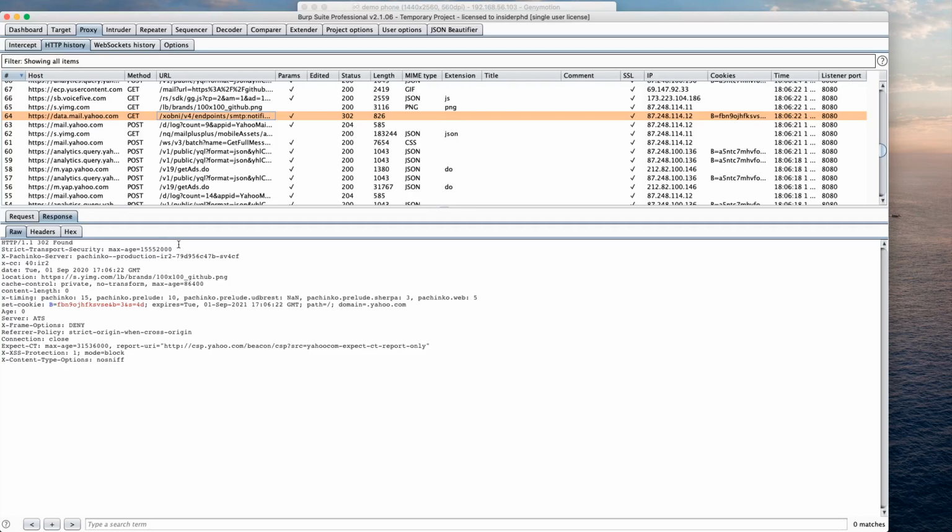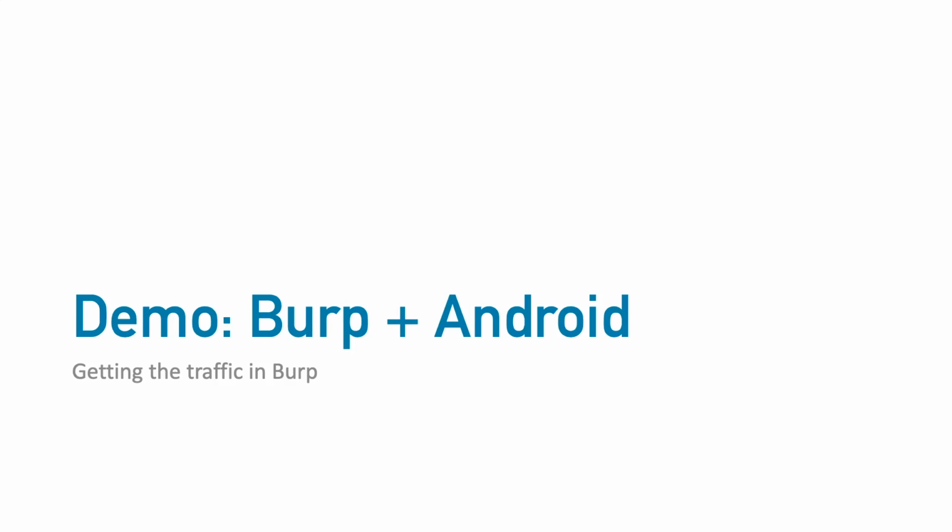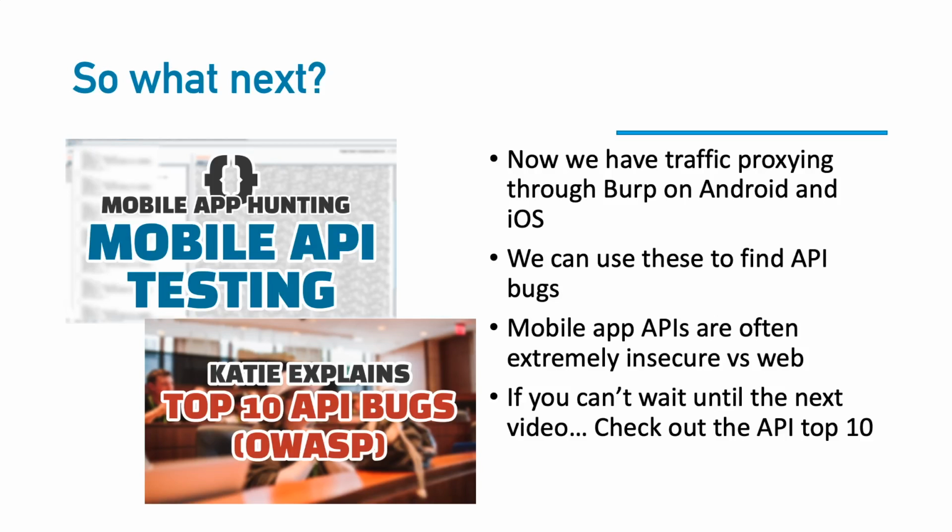So let's go back and talk about what's next. Okay, so we've got everything working. What do we do next? So we've got our traffic proxying through Burp on both Android and iOS. We're in the same position with both. We've got access to these mobile APIs. And this is what we want. We want to use these kind of setups to find API bugs. They've got so much in common with web bugs. There's really no difference. But they're much more insecure because they expect people to only access them via a phone. They don't expect malicious payloads through it. Especially compared to web, you can find so many bugs like this.